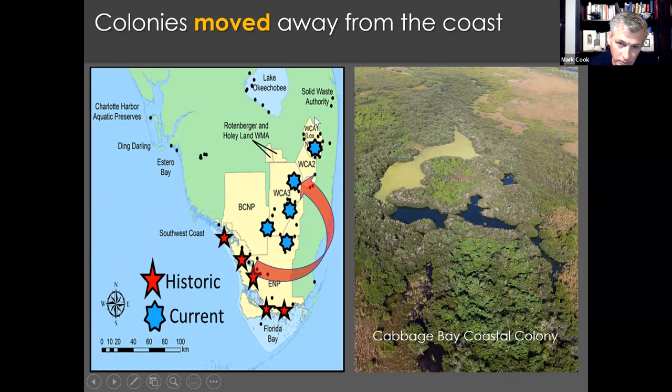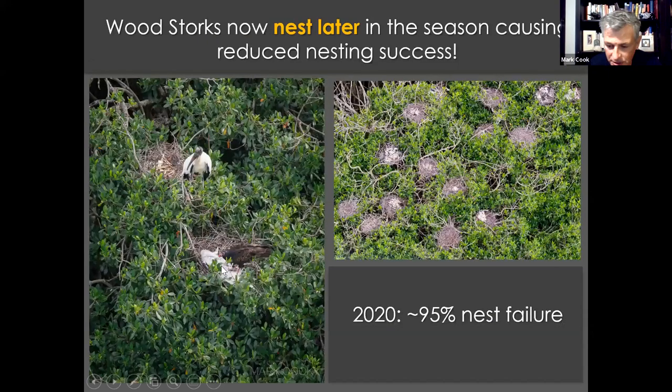Most of the large colonies are in these impounded wetlands, the water conservation areas. So just to give you an idea of where we are with all this, this is the Loxahatchee National Wildlife Refuge up here. West Palm Beach would be about here. Miami would be about here. These are the water conservation areas. This is Big Cypress National Preserve, and this is Everglades National Park with Florida Bay below it, just to give you a sense of where everything is and where I'm talking about during this presentation.